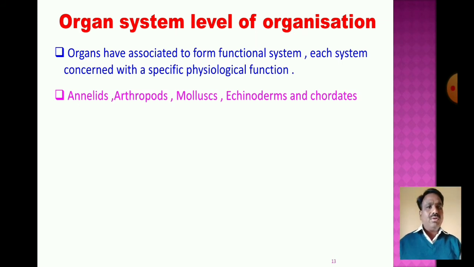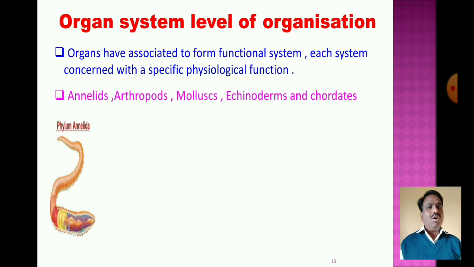Annelids, arthropods, mollusks, then echinoderms and the chordates. These are the organ system level of organization. So, in this organ system level of organization, phylum Annelida, these are the earthworms.